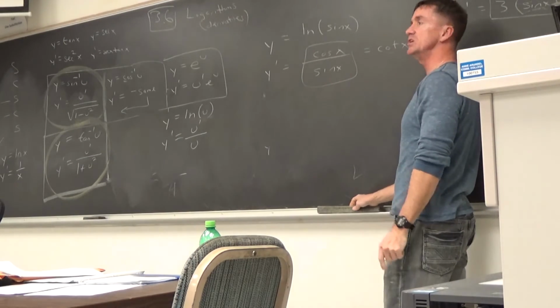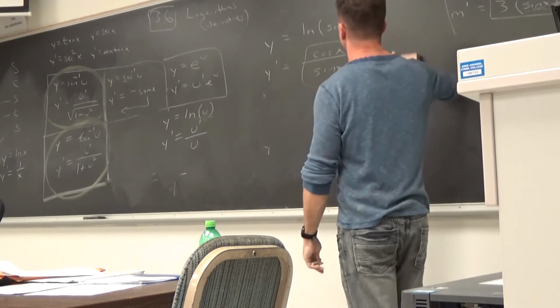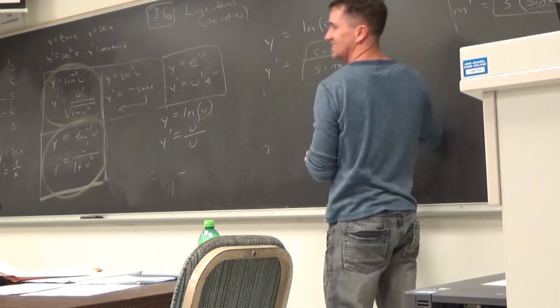Okay, next. When you take the natural log of a trig function, they come out what? They come out nice. Let's try another one. You probably know where I'm going with this one. Natural log of cosine.